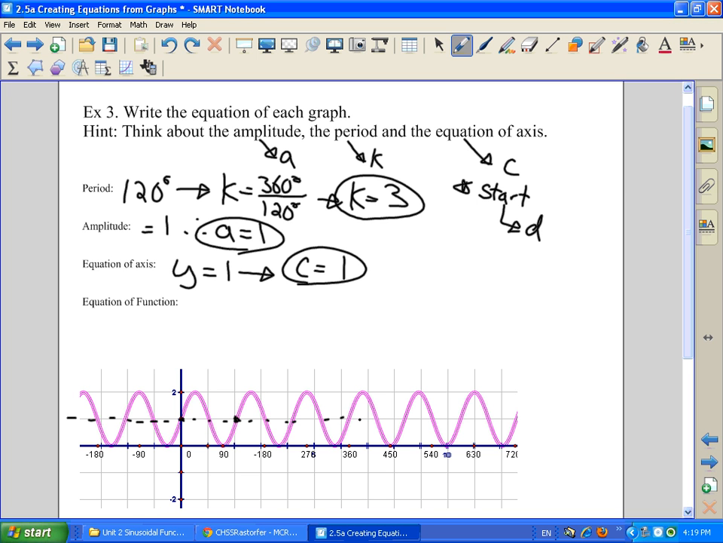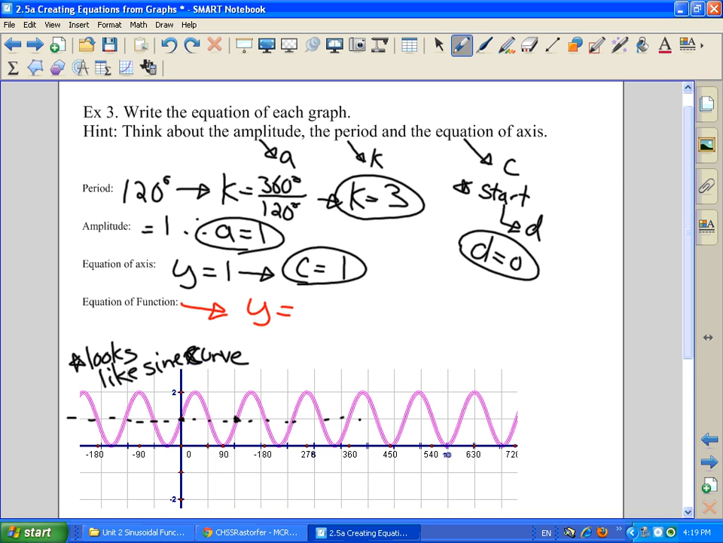Looking at our starting point, if we're going to use the sine curve here, it looks like sine. Sorry, sine curve or sine function. Okay, and looking at that, D equals 0. So what is our equation here, folks? It's going to be y equals A, which is 1, sine of K, which is 3, x minus 0 plus 1.